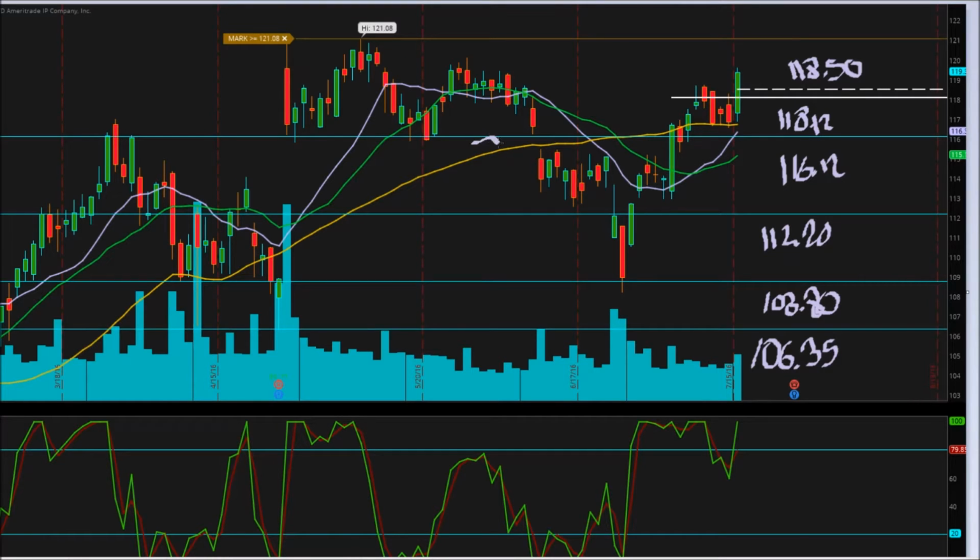You'll notice that we have these blue lines horizontally, and then these horizontal white lines up here. These white lines up here are going to be more intraday lines, areas of support/resistance, intraday pivot points you could say. We have those all labeled, so let's go right from the top. 118.50 is going to be this segmented line. That's soft intraday support/resistance, a soft pivot point, you could say. This next white line is going to be $118.12. Then for more historical data, we have 116.12, 112.20, 108.80, and 106.35.